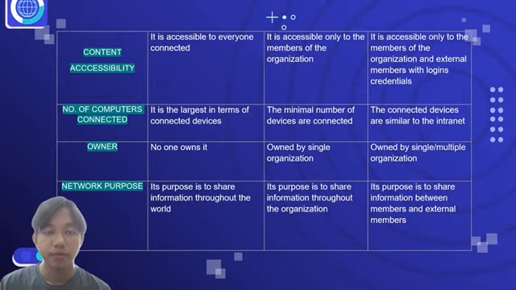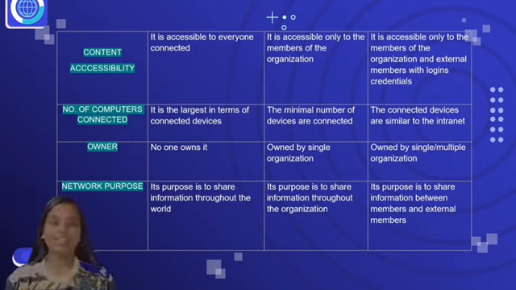Next element is from the aspect of content accessibility. Internet is accessible to everyone. Meanwhile, intranet is accessible only to the members of the organization. On the other hand, extranet is accessible only to the members of the organization and external members with login credentials.